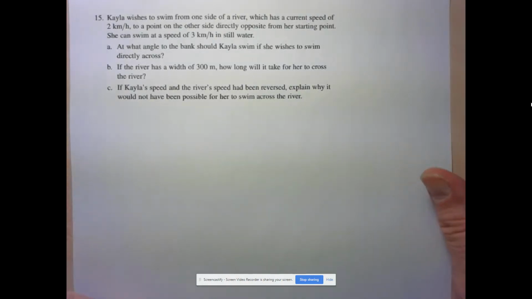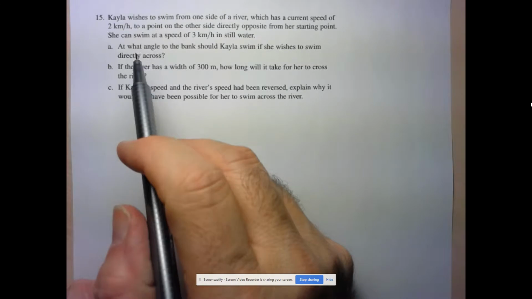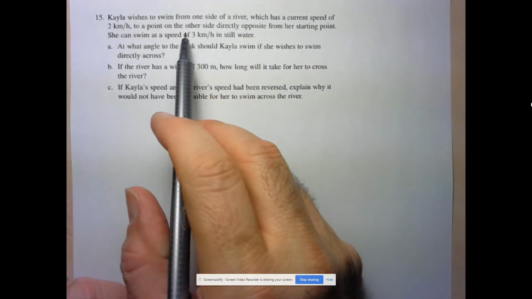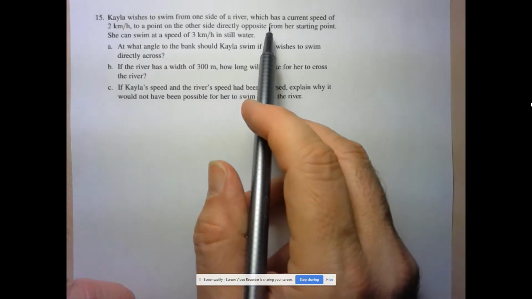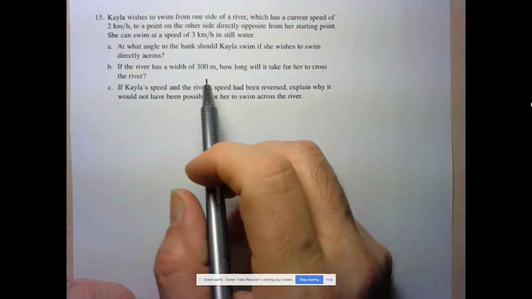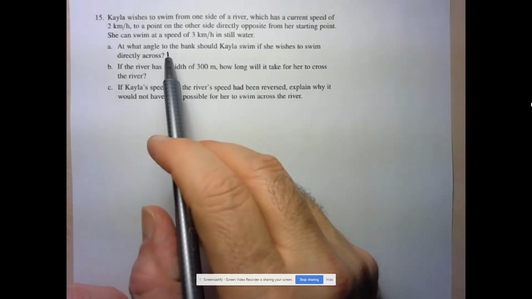Hi folks, we're going to take a look at number 15 from page 418. So here it tells us that Kayla wishes to swim from one side of a river to a point on the other side directly opposite from her starting point. They give us the current speed and the speed at which she can swim. And the first thing I want us to do is to find the angle to the bank.